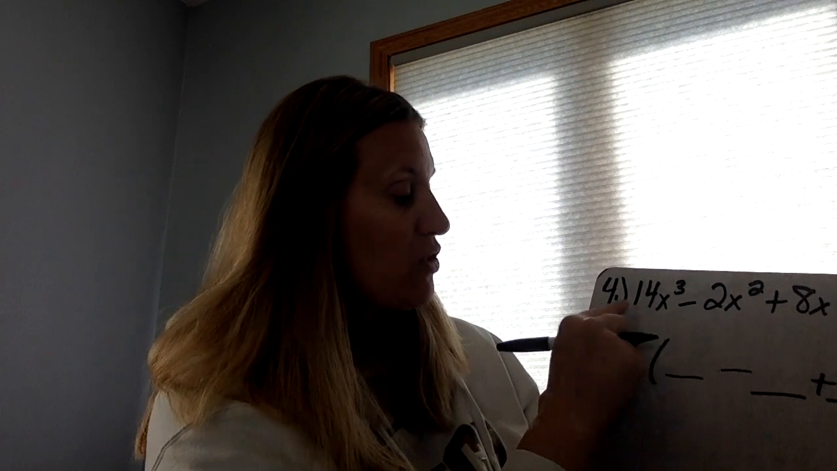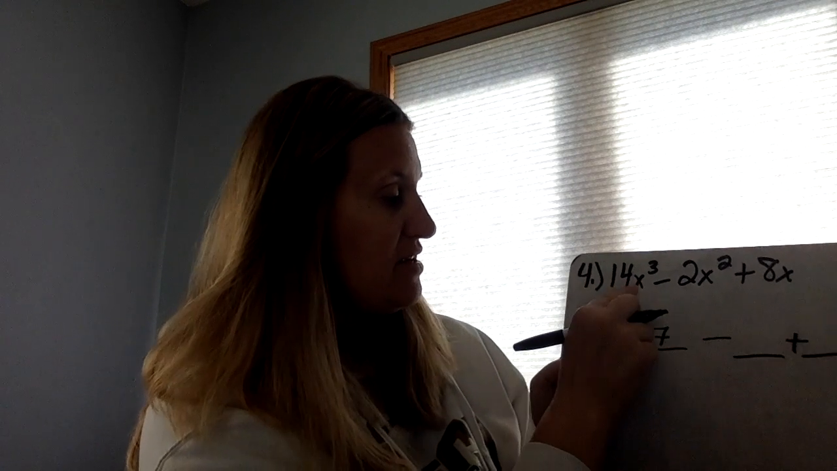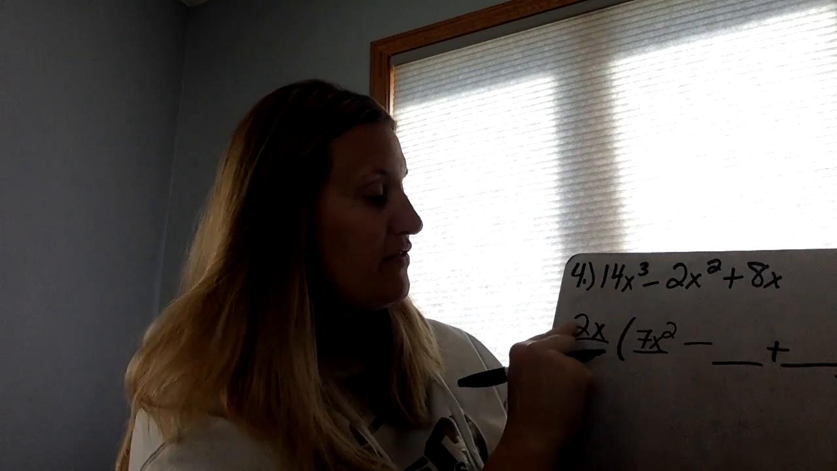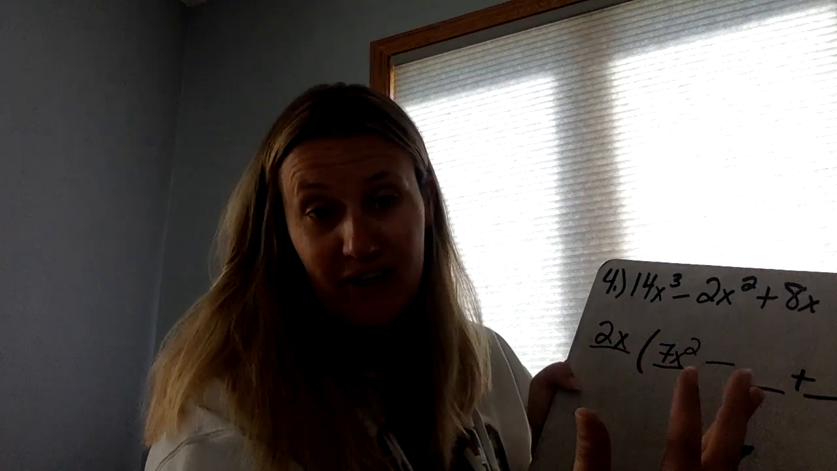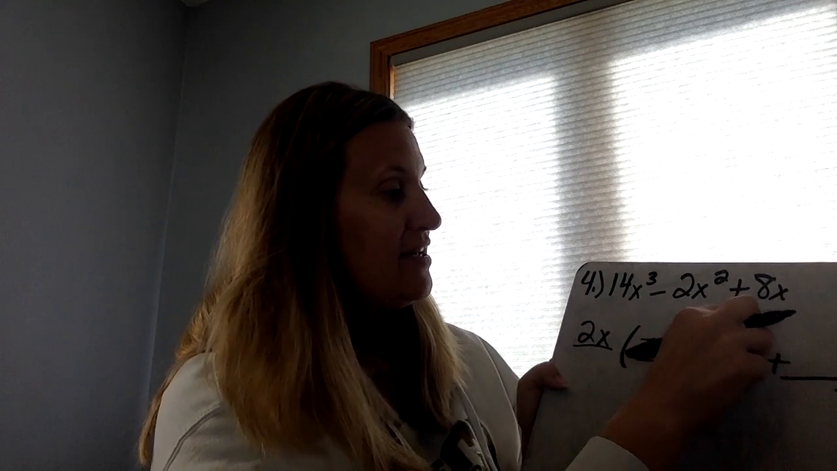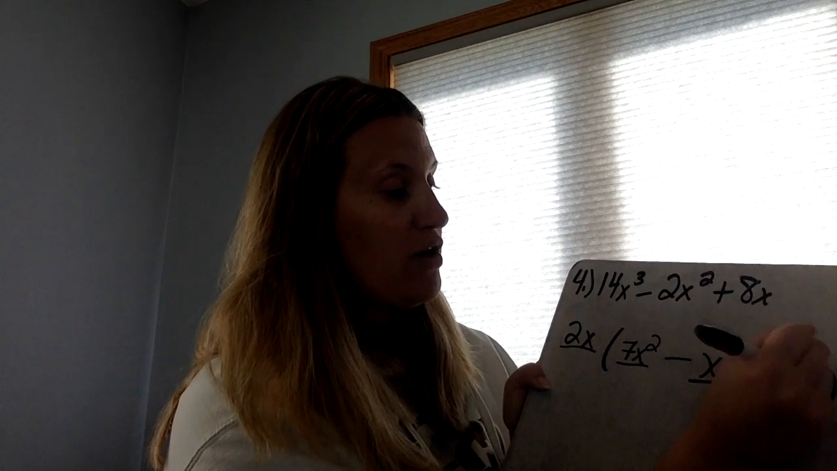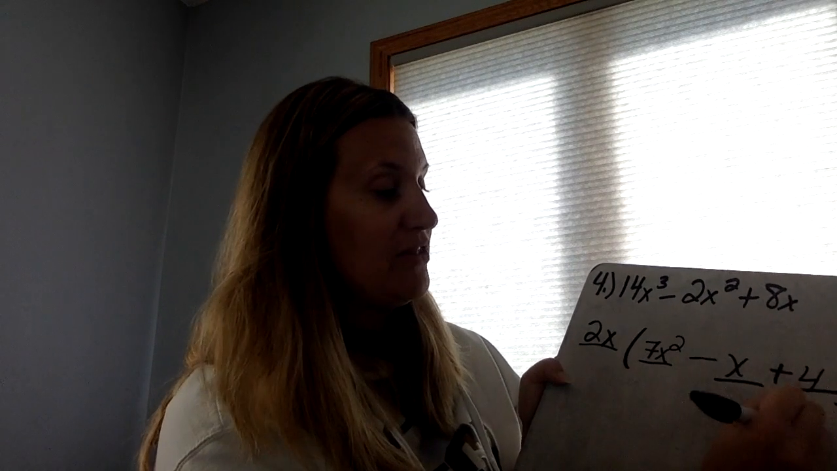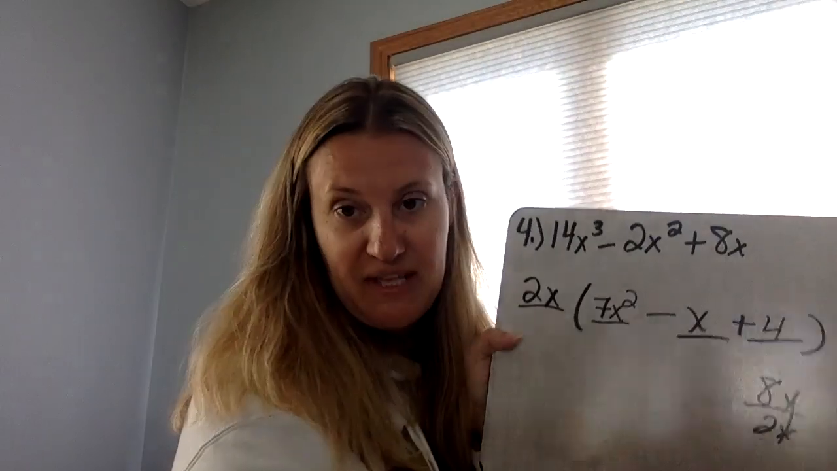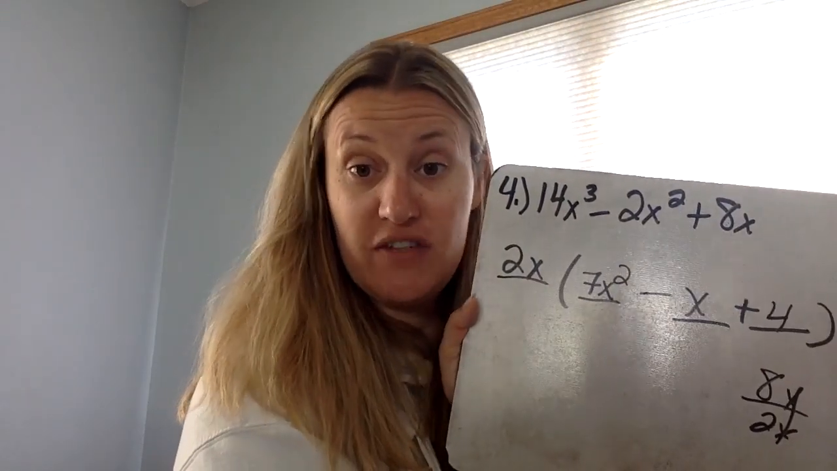Okay, 14 divided by 2 is 7. X to the third divided by x is x squared. 2 divided by 2 is 1, so I can put a 1 there, but I'm not going to. And x squared divided by x is just x. 8 divided by 2 is 4, and these x's, if I line those up, would cancel. So 8 divided by 2 is 4, and that's all I have. So there's my final answer on that one.